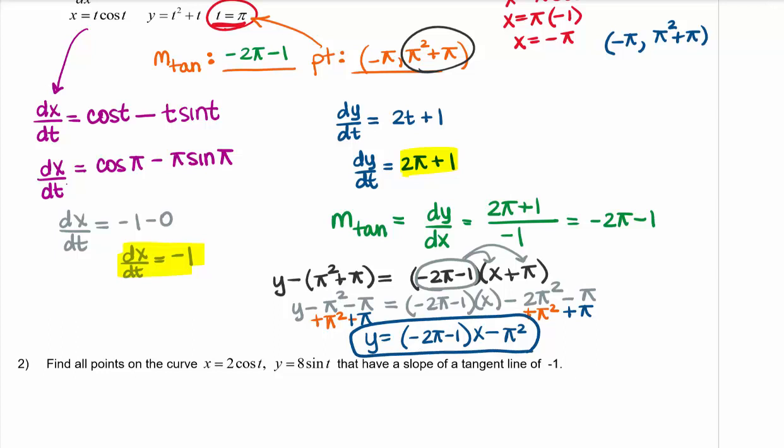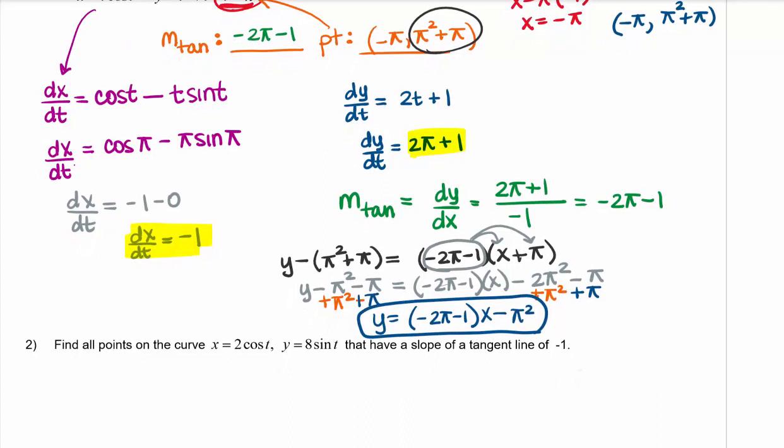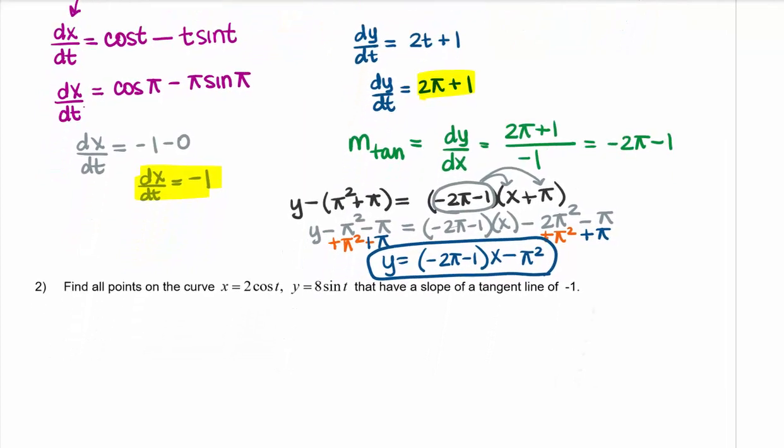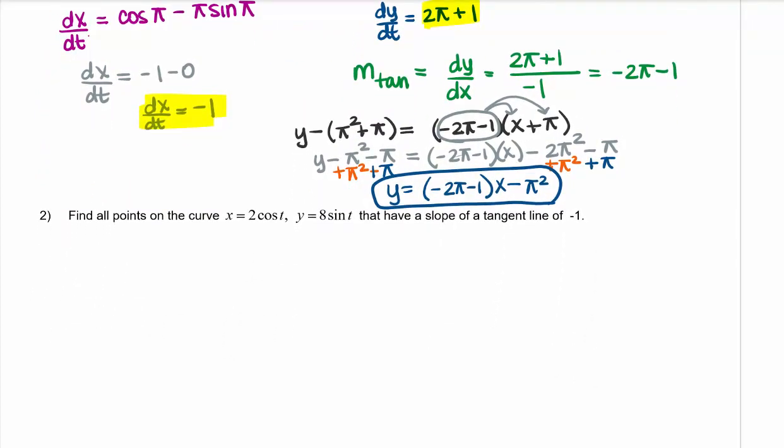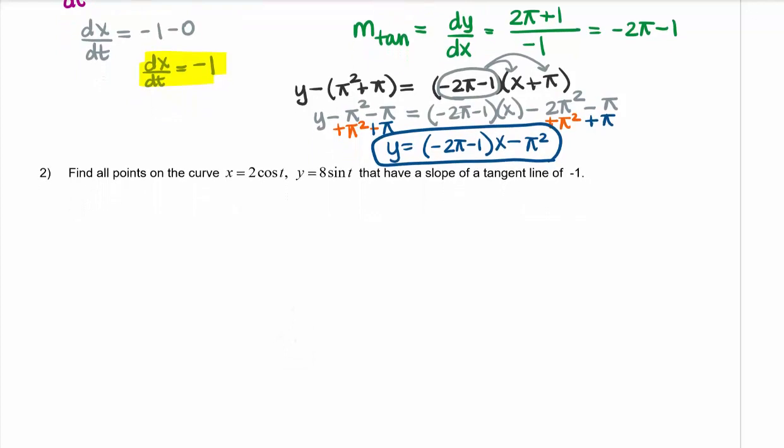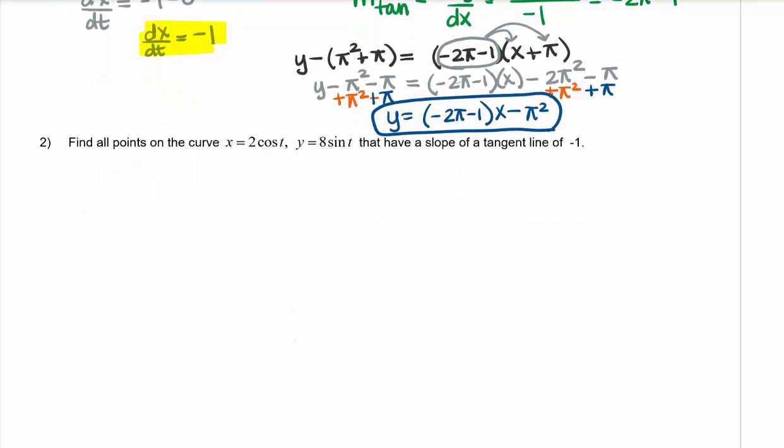So now this question, this next one is a little bit different. It says find all points on this parametric curve, x equals 2 cosine t, y equals 8 sine t, that have a slope of a tangent line of -1. So what we're telling you in this problem is a little bit different. We're telling you dy dx is -1, and then we're giving you the two equations in parametric form.